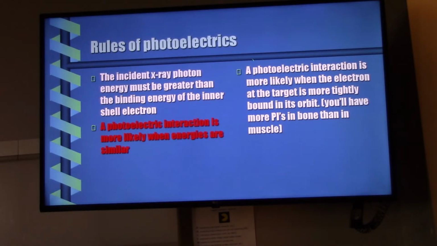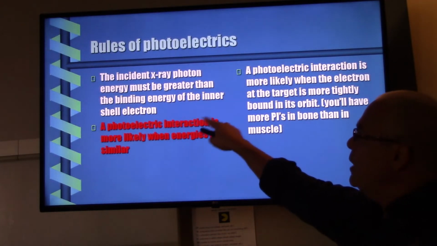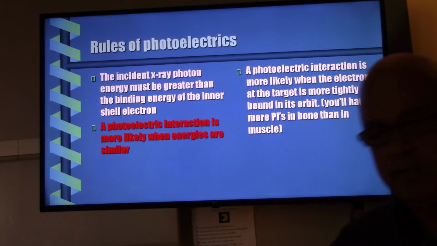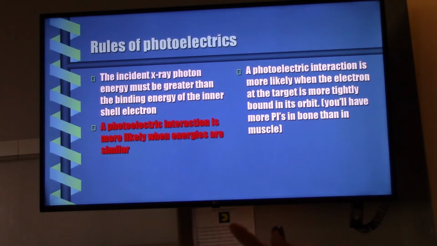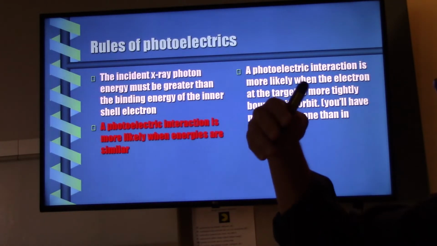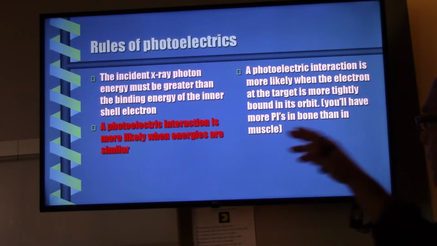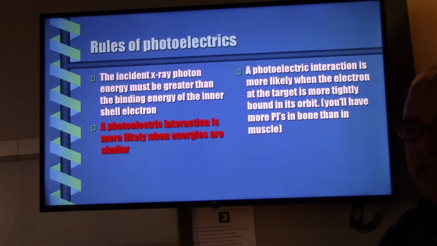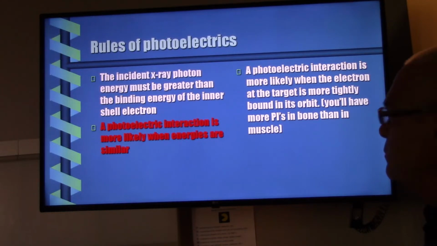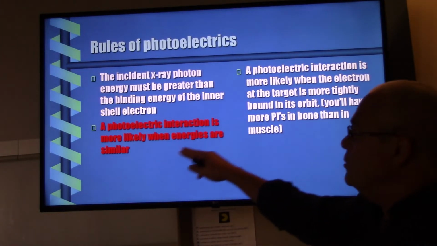Okay, so a little bit of rules of photoelectrics. This isn't all the rules, but this is the top 3, I think. Incident X-ray photon energy must be greater than the binding energy of the inner shell electron. So if the inner shell electron has a binding energy of 20, that means your incident X-ray photon has to have an energy of 20 or better in order to be able to unseat that electron. If the energy level is lower than that, it can still get absorbed and it can still get scattered, but it's not going to unseat that electron. Photoelectric interaction is more likely when the energies are similar.